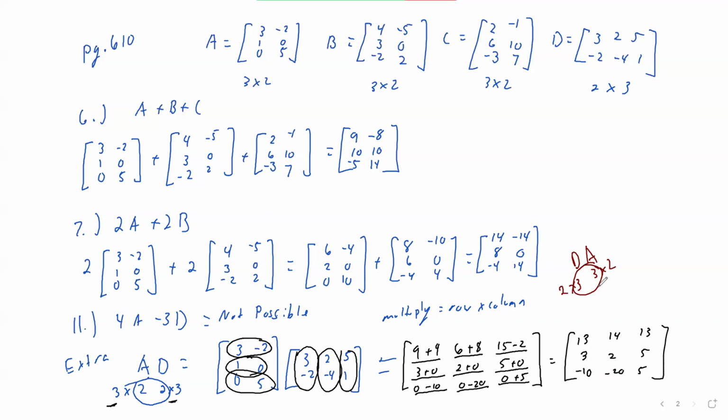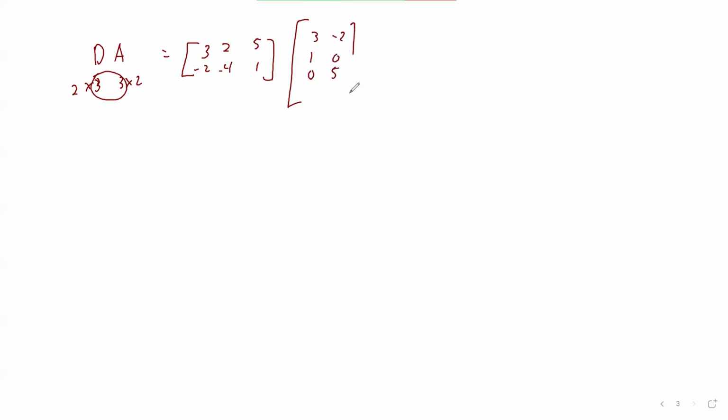and D times A can work, but that does not mean this is the answer, because notice my answer will now be a 2 by 2. So I'm going to put this on the next page, but I'm going to use this same D and A. So D times A, again, that was a 2 by 3 and a 3 by 2 can work. So my D was 3, -2, 2, -4, 5, and 1. 3, 1, 0, -2, 0, 5.